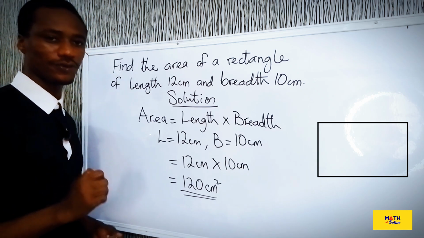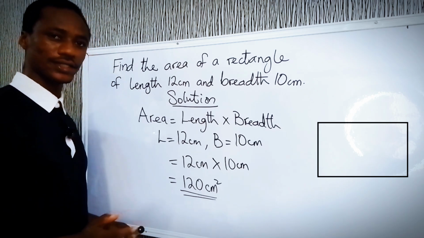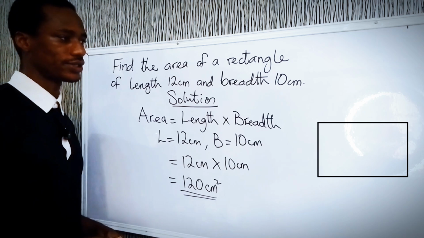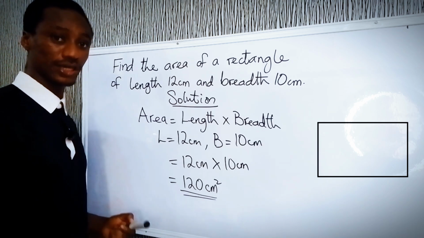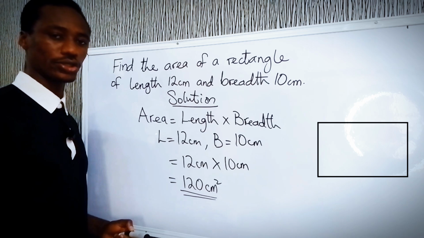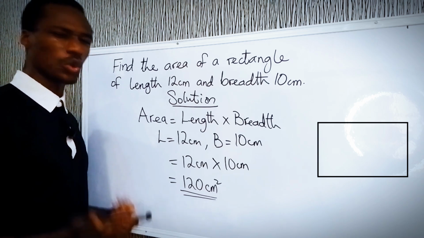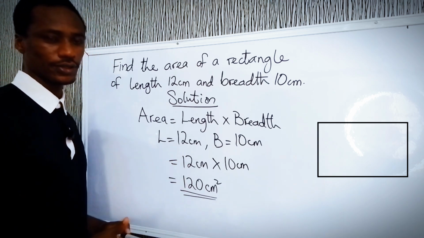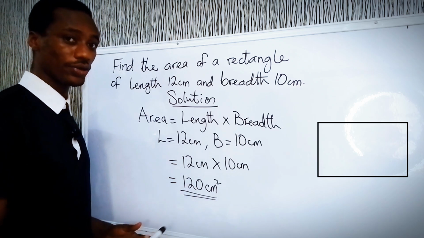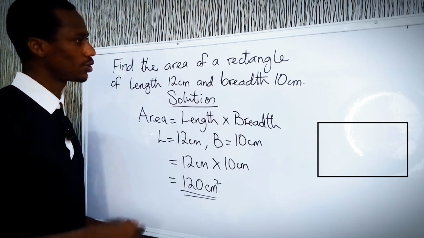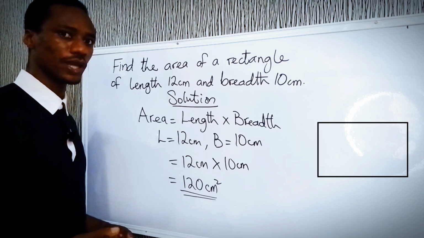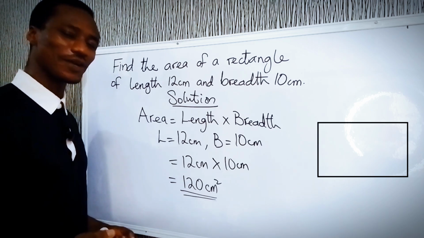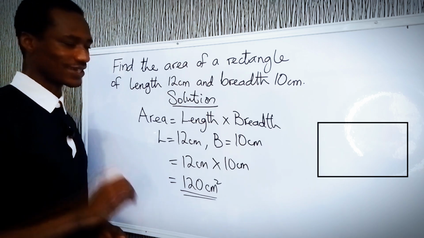And if you're preparing for an exam, like the common entrance exams, where you're going to do objective questions, you're not required to show your workings. You don't need to write all these out. All you need to do is look into your questions, find the length, find the breadth, multiply them, check your options, and pick your answer. As simple as that.